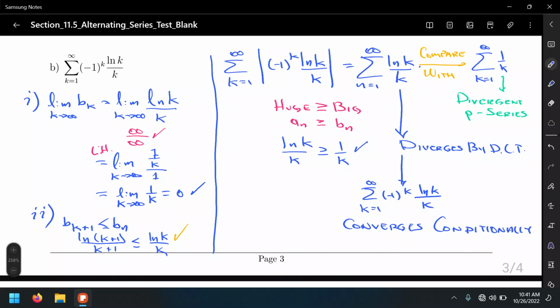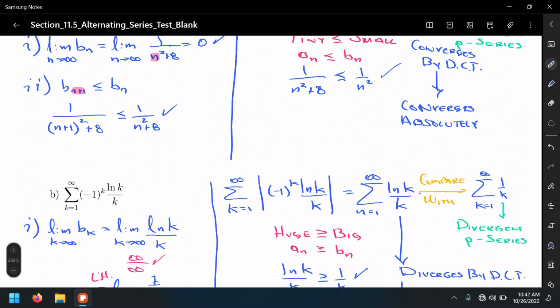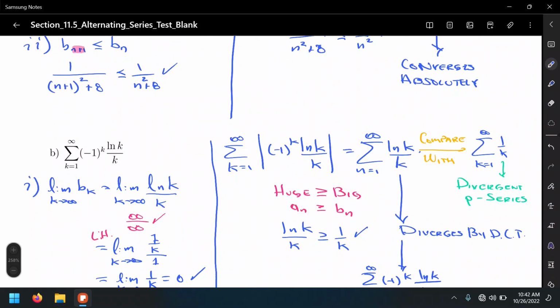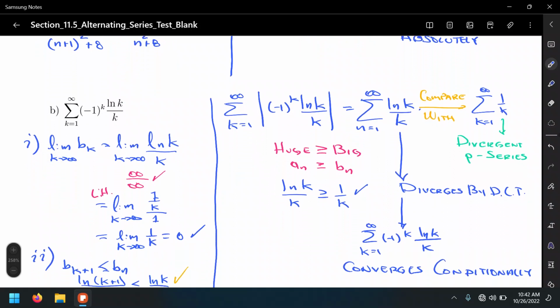Again, this series converges only in its alternating form. In its absolute form, it's not going to converge, because the absolute value of the series did not converge. It actually diverged, as opposed to the previous example in which the original alternating series converges, and then the absolute value of that series gave us another convergent series. So that's why it converges absolutely, because it converges in its absolute form.